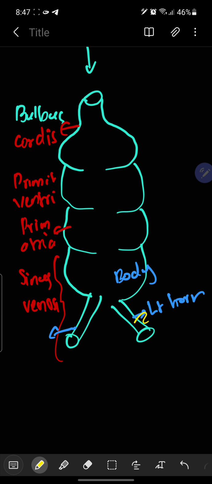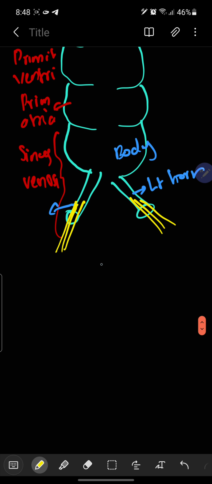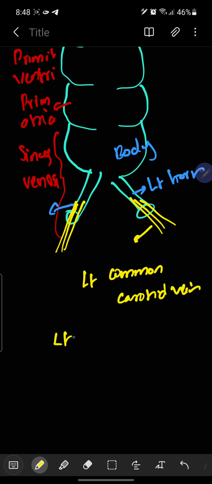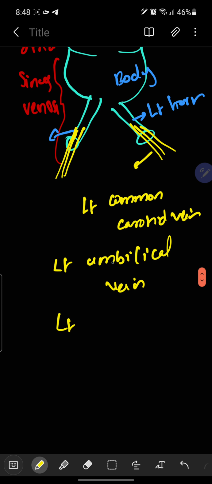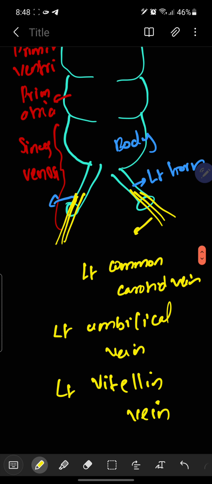Three pairs of veins enter the left horn and right horn. They are the left common cardinal vein, left umbilical vein, and left vitelline vein. These are the three veins which arise on the left and right.